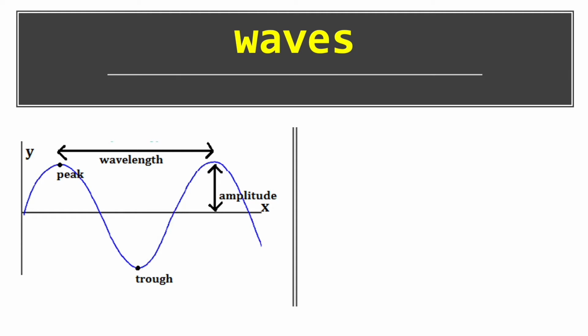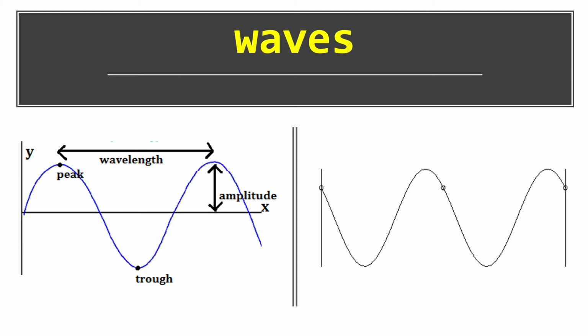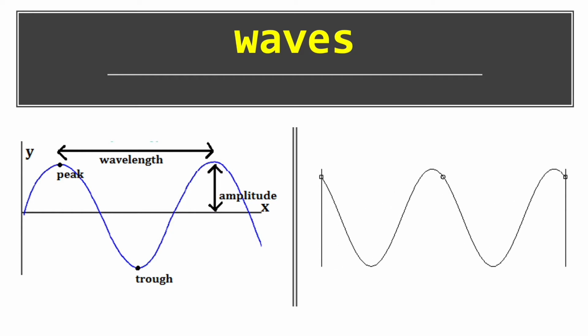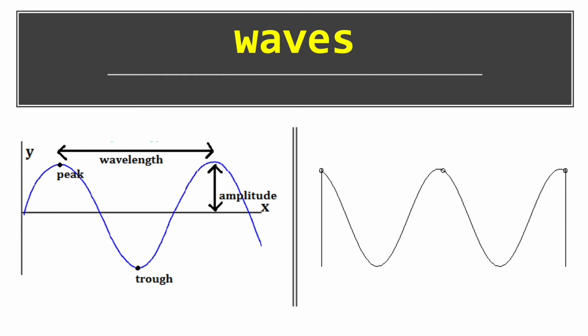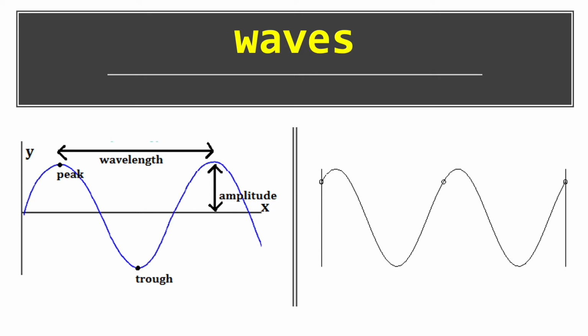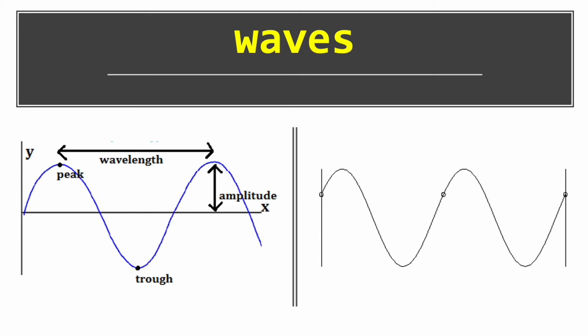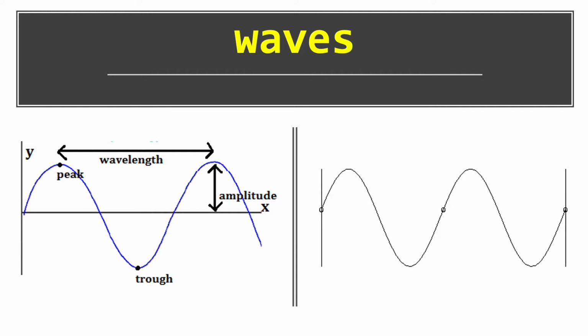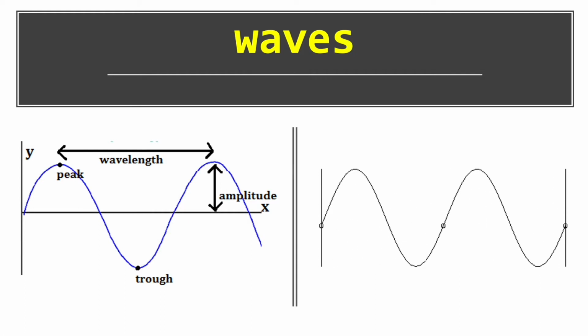The number of wavelengths that pass a given point in a second is called the frequency. Frequencies are measured in hertz or per second. Waves are periodic.